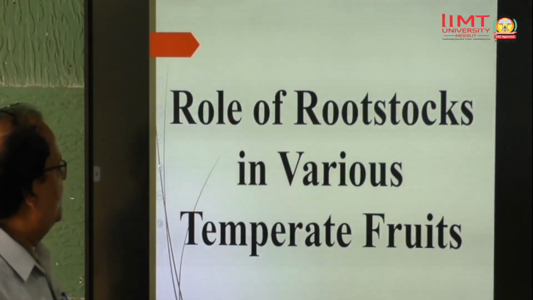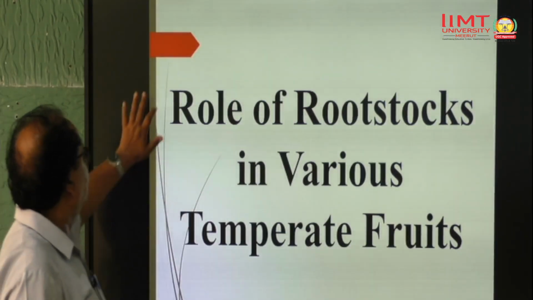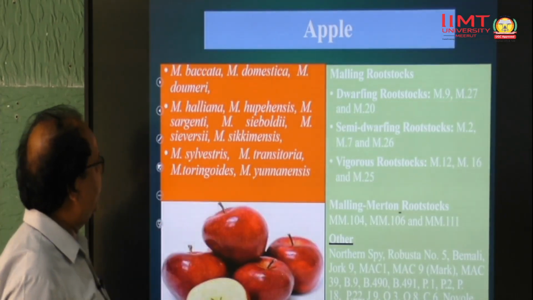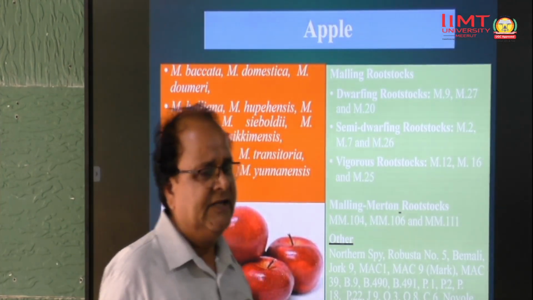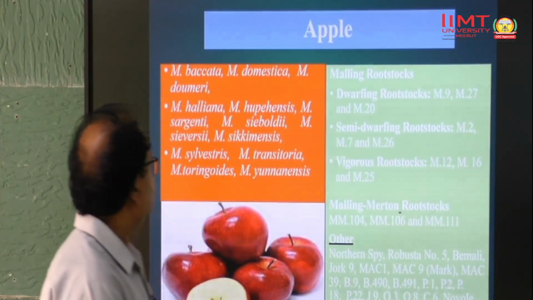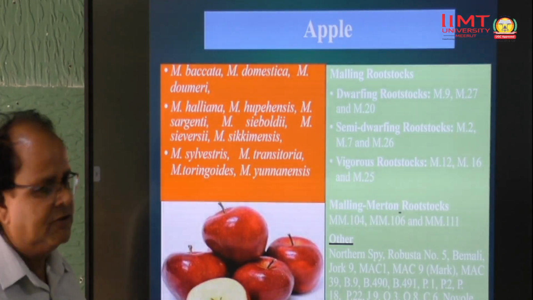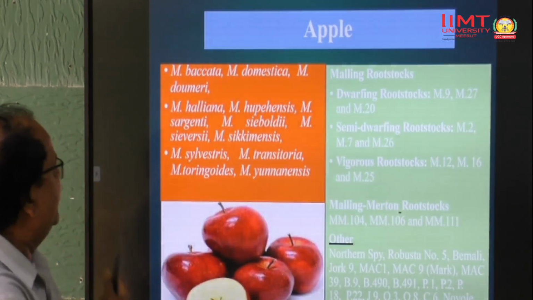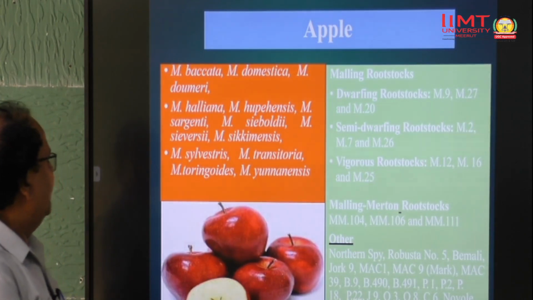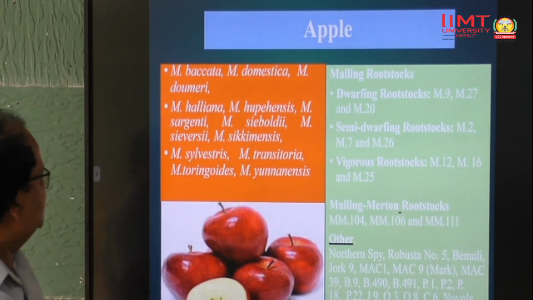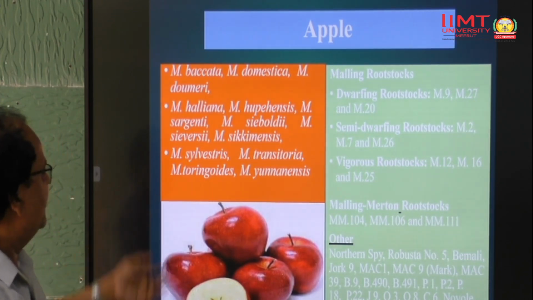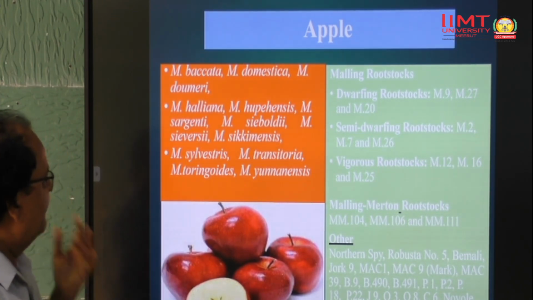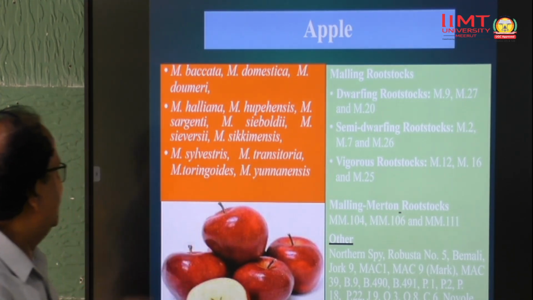So that is the role of rootstock in the various temperate fruits. Rootstock plays an important role. In the case of apple, Malus domestica is the botanical name of the apple. Some wild species are used for rootstock: Malus baccata, Malus domestica, Malus domeri, Malus heliana, Malus hupensis, Malus sargentii, Malus sieboldii, Malus sylvestris, Malus transitoria, Malus toringoides, and Malus yunnanensis.